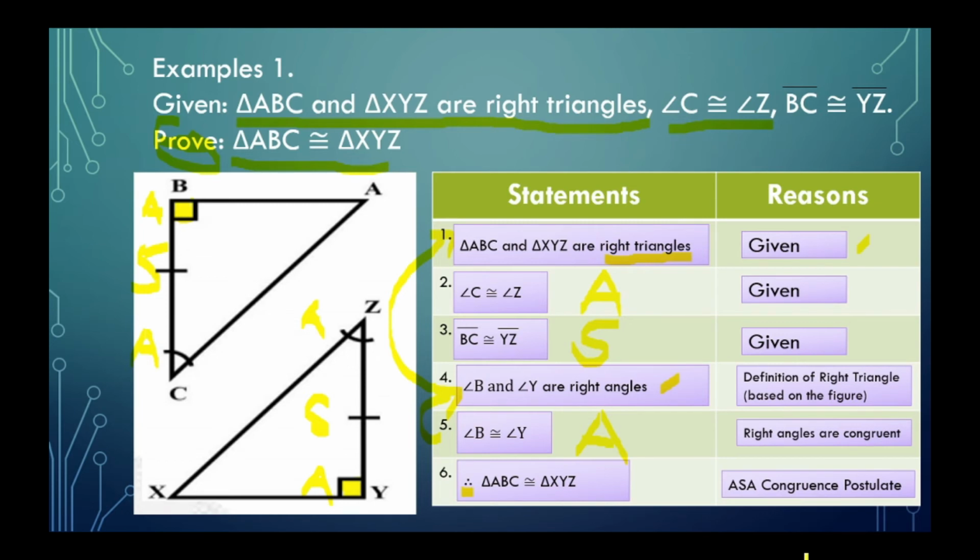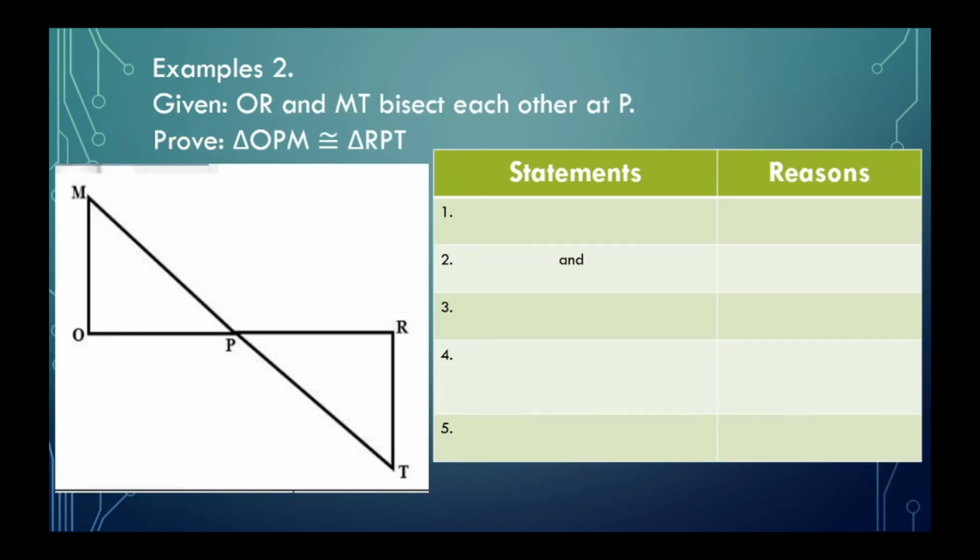Okay, let us have another example. Okay, let us have example number 2. Given: OR and MT bisect each other at P. Prove that triangle OPM is congruent to triangle RPT. So, analyze the figure, analyze the given. Now, ano nga yung ilalagay natin lagi sa statement number 1? So, we are going to write always yung given para mas madali tayong mag step-by-step statements and reasons. So, the given is OR and MT bisect each other at P.